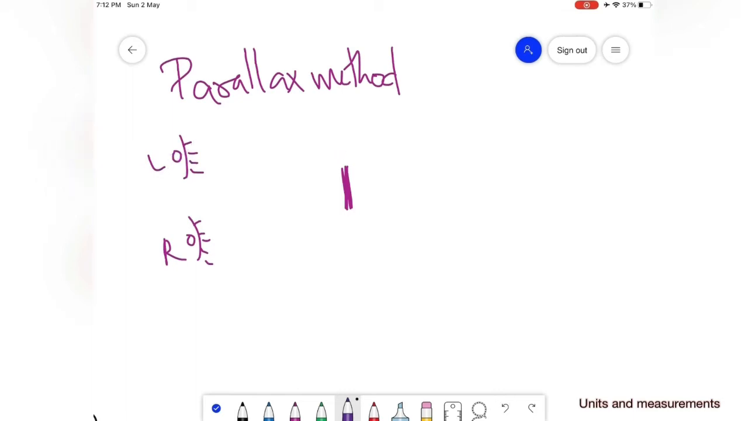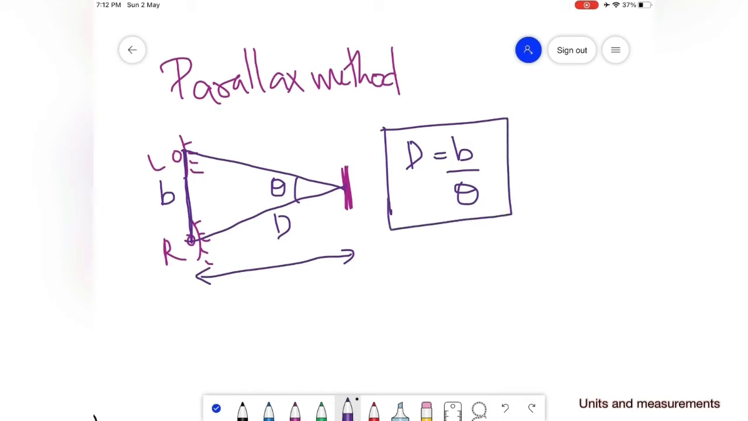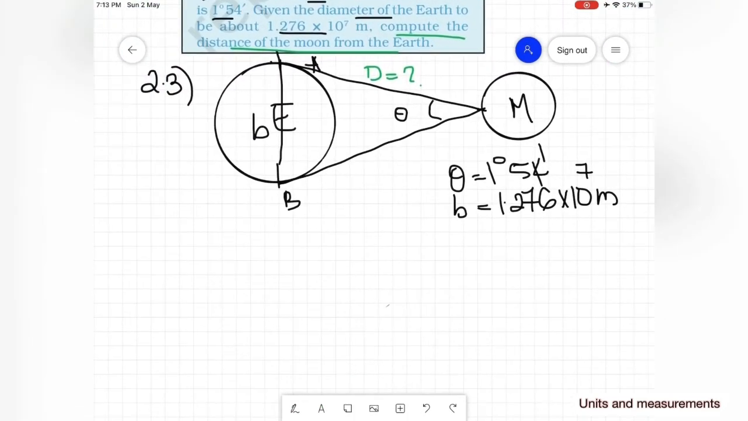Now how do you calculate and why do we need this? This is used to calculate the distance of faraway objects like the sun and the moon. The distance between the eyes is given by the basis B. The angle subtended to the pencil is given by theta. The distance between the eye and the pencil is given by D. So how do you find D? D is equal to B by theta. So that is the formula. Now use this formula to solve the question.